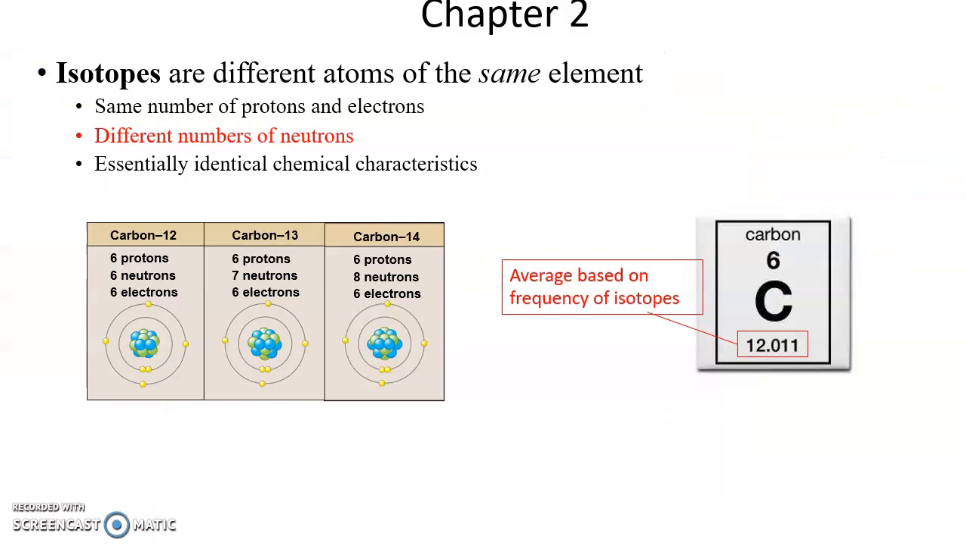Isotopes. Isotopes are the same element, but different atoms in that element. And what makes the isotopes different is the number of neutrons. So same number of protons, same number of electrons, different number of neutrons. And so basically it is identical chemically to the other types of isotopes for that element. So carbon, there are 3 isotopes, carbon 12, carbon 13, carbon 14, each with a different number of neutrons. And of course, the average atomic mass is determined by averaging the occurrences of these isotopes in nature.